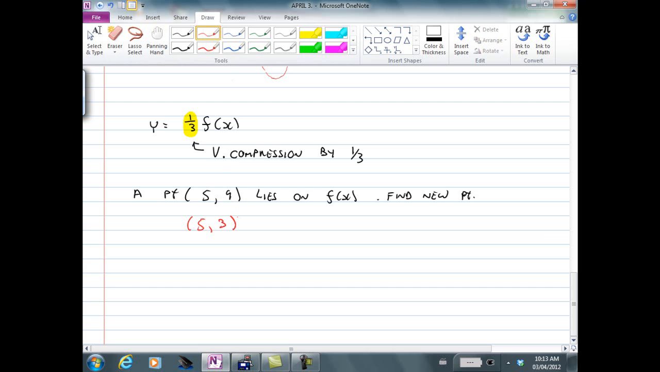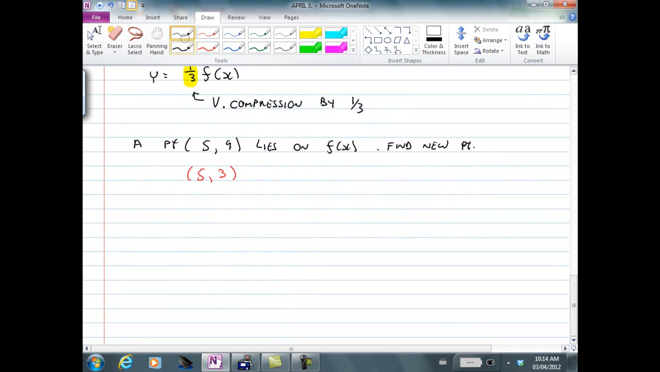Notice I'm not adding, I'm not subtracting, I'm multiplying. So your point, and another key thing, look, my x-coordinate hasn't changed, because I'm only working with the vertical stuff. This is called vertical compression and vertical expansion or stretch. Next one.